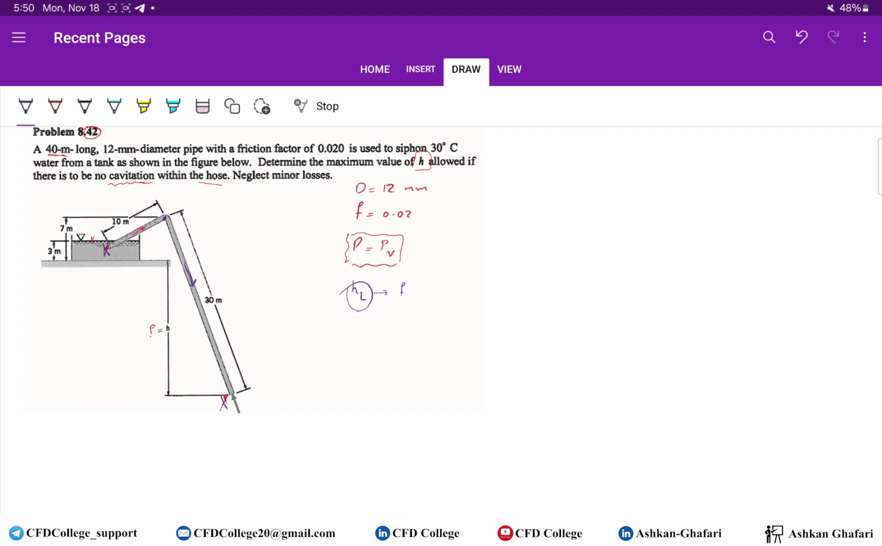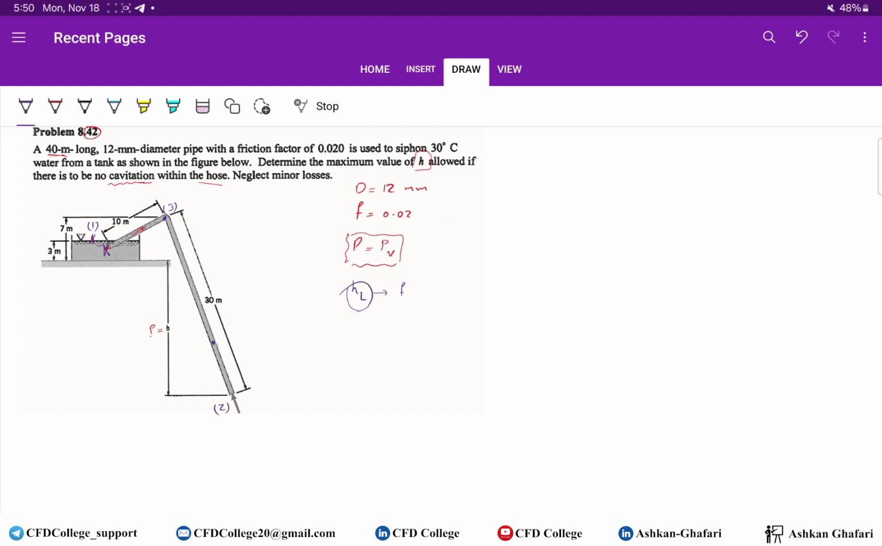So first, let's assume that we have a cavitation at this point 3, because here at this free surface we have point 1, and here at this outlet we have point 2. So first we assume that at point 3 we have cavitation, and then we check whether we have cavitation in, for example, this point. Okay.